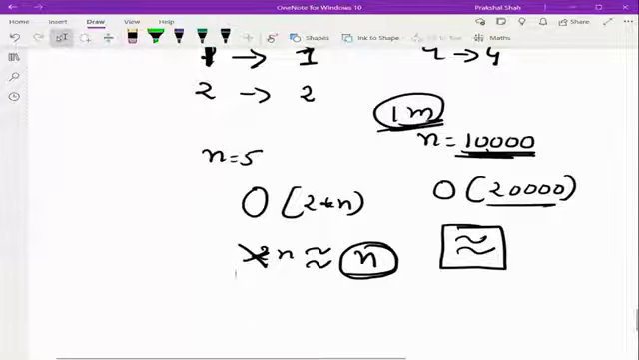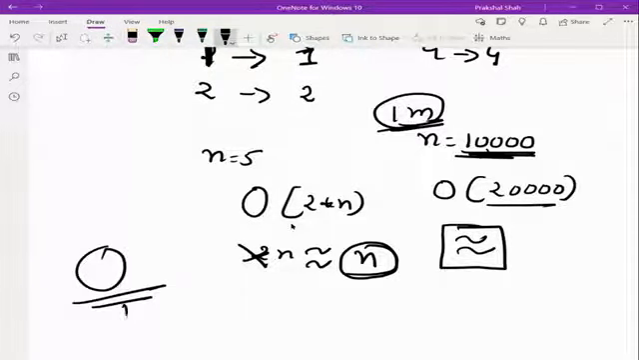Okay, Hariharan, what was the question? Order of n by 2 equals order of n. It's best case or worst case. See, every time I write this big O, it is by default my worst case.